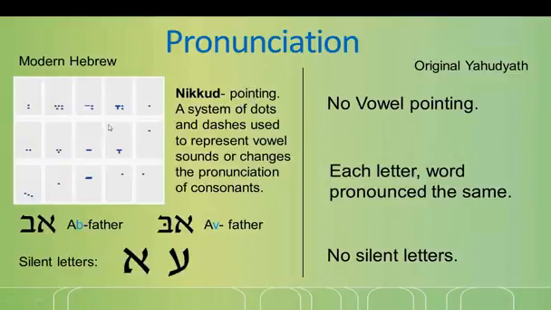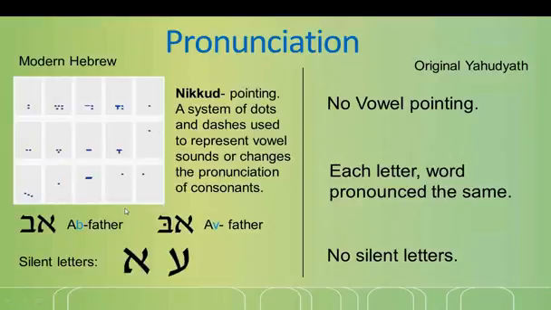All right, it is a system of dots and dashes used to represent vowel sounds or changes to the pronunciation of consonant letters. Now, in modern Hebrew, they tell you there are no vowels. All right? That has not always been so. That has not always been the thought. Now, I have a collection of older books, as I mentioned earlier, and I can tell you that all the way up until the late 1800s, they had the sense to know that there were 5 vowels. All right? And we'll get into that.